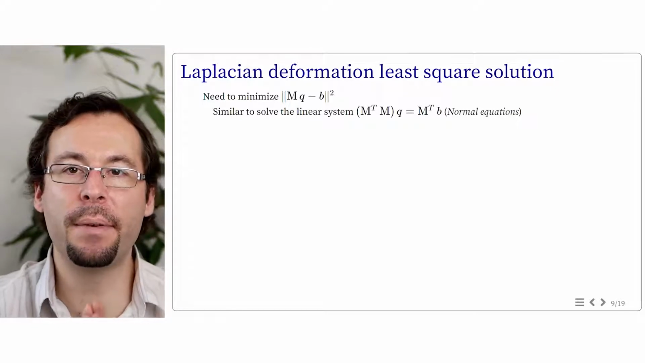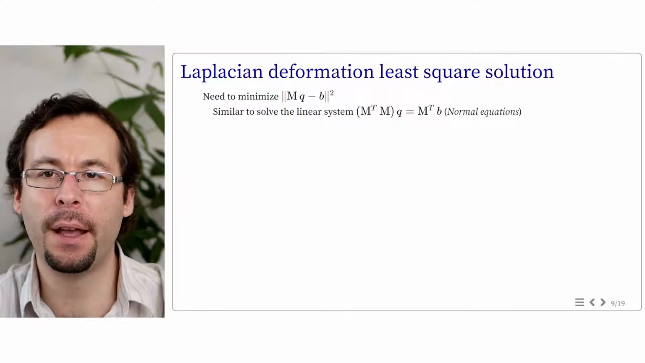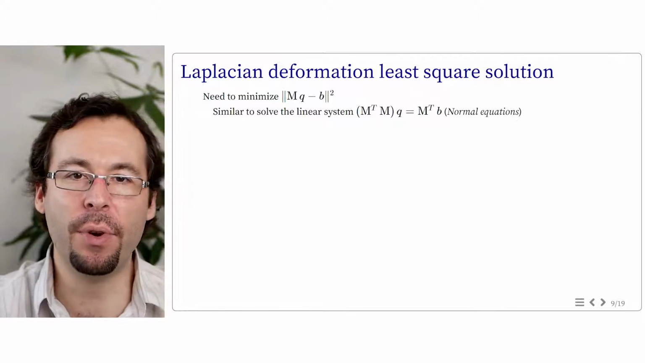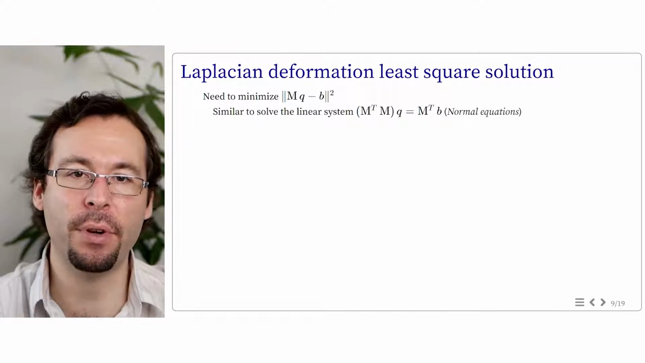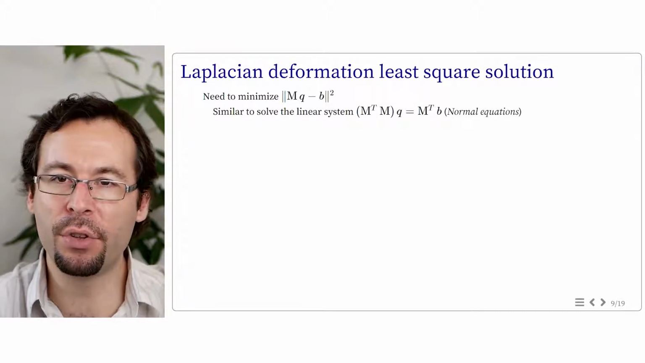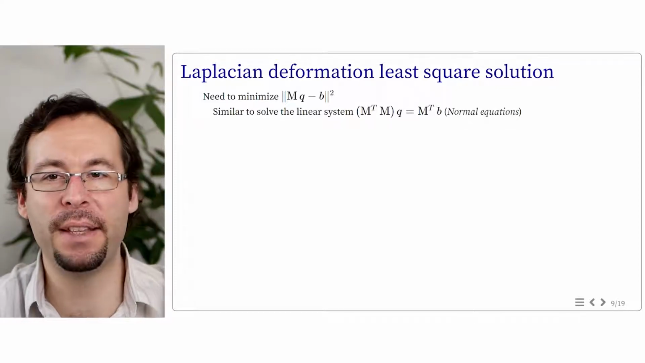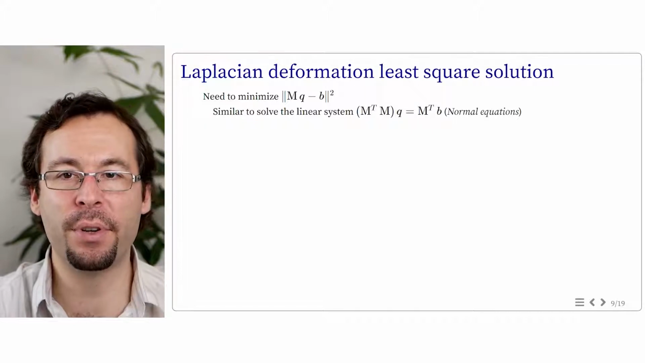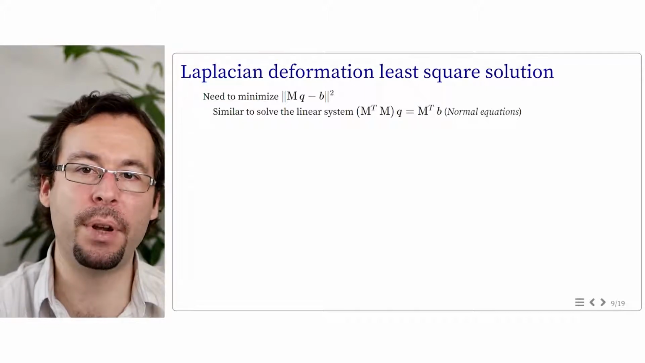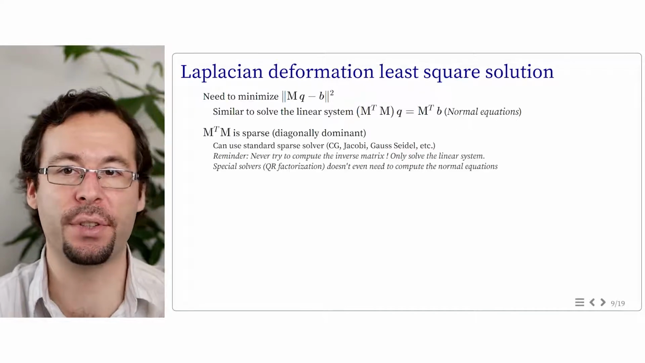So now here is some reminder on how we can solve this least square problem. We need to minimize the square norm of the matrix M times Q minus b. The least square formalization says that finding Q minimizing this expression is similar to solving the linear system M transpose M Q equals M transpose b. This is called the normal equations.